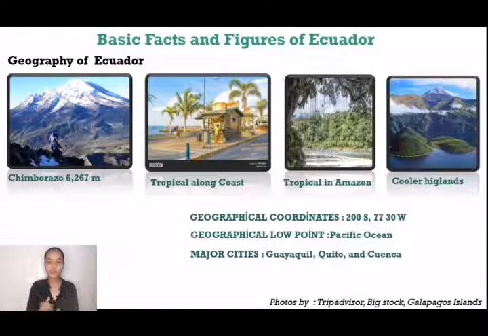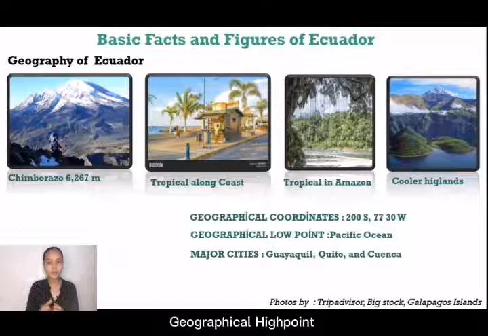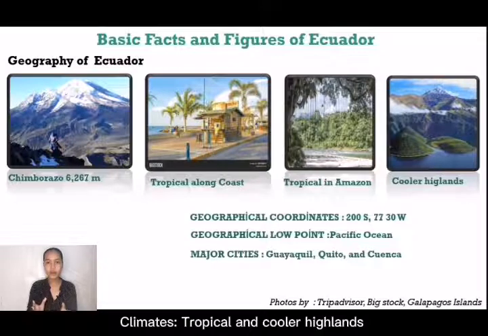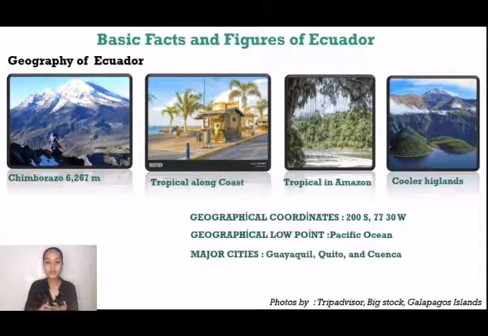Geographical low point is Pacific Ocean. Geographical high point is Chimborazo. And climate is tropical along coast, becoming cooler inland at higher elevations, tropical in Amazonian jungle lowlands. Major cities are Guayaquil, Quito, which is the capital also, and Cuenca.